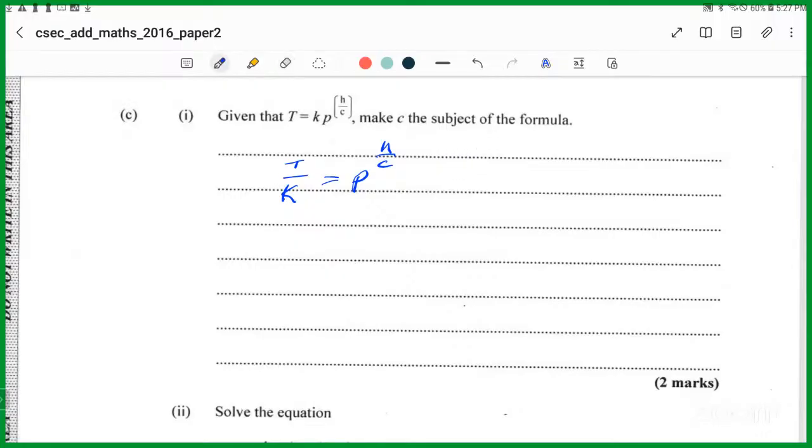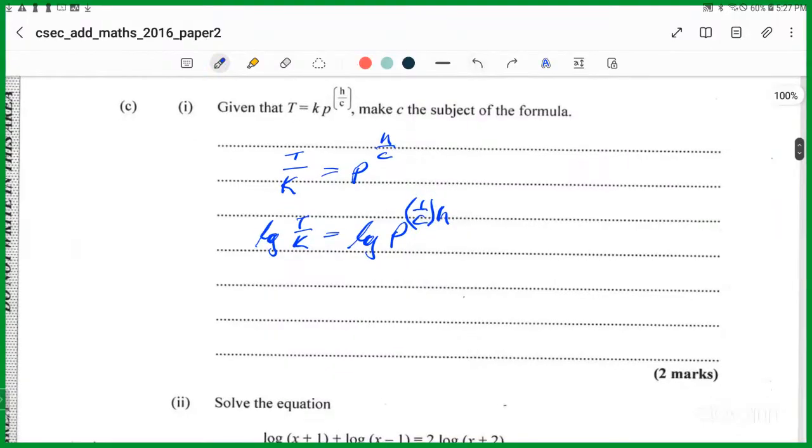So I'm going to take logs of both sides. We take the log of T over K equals the log of P to the H over C. Or if you like, we can write it as 1 over C times H. We can choose to move this alone out of the power. And so we would get the log of T over K equals 1 over C times the log of P to the H.